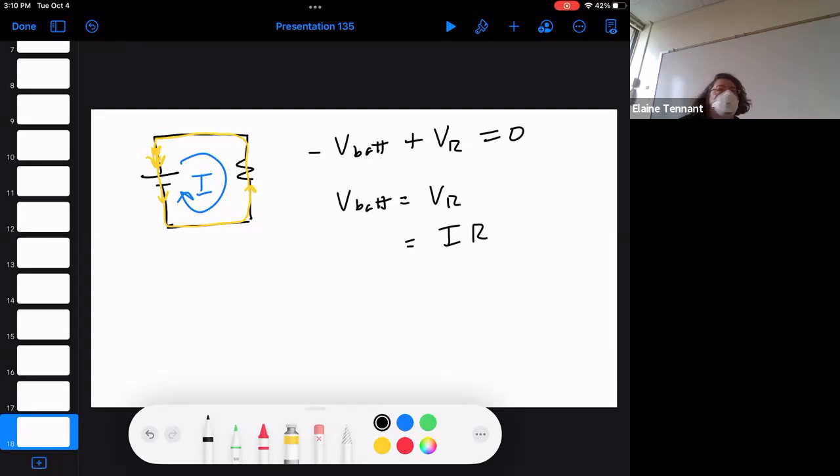Okay, sound okay? All right, I'm gonna start off next class with a complicated Kirchhoff's loop, and we'll work through that and talk about how to set up those equations. But those are the basic rules.